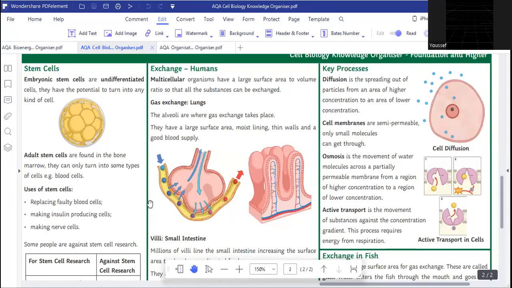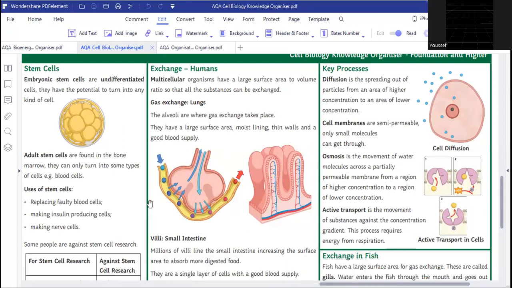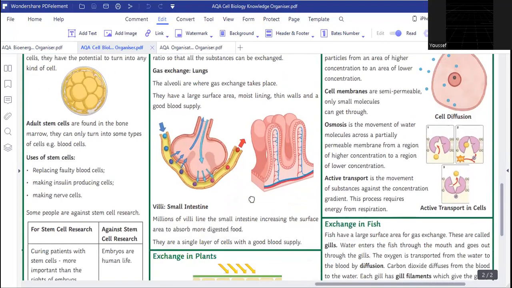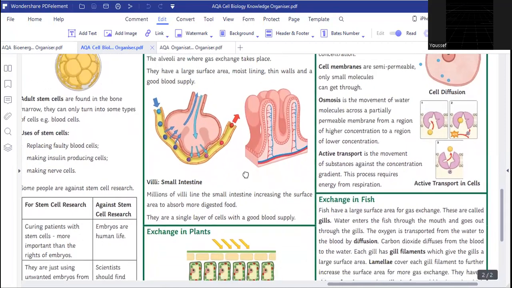You can read this, the gas exchange. Gas exchange in the lungs: the alveoli are where gas exchange takes place. They have a large surface area, moist lining, thin walls, and a good blood supply. Villi in the small intestine: millions of villi line the small intestine, increasing the surface area to absorb more digested food. They have a single layer of cells with a good blood supply.